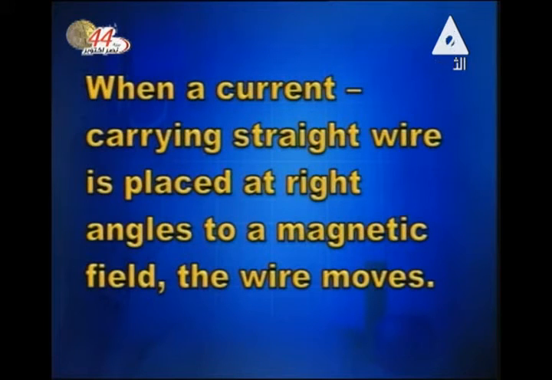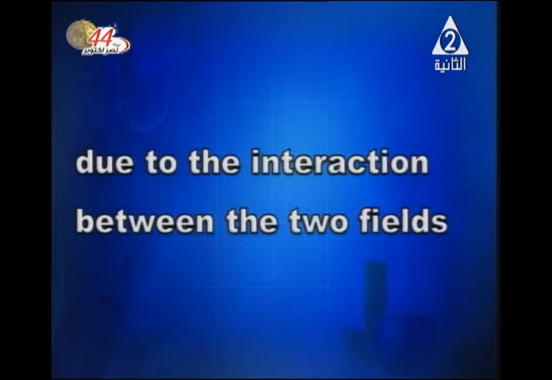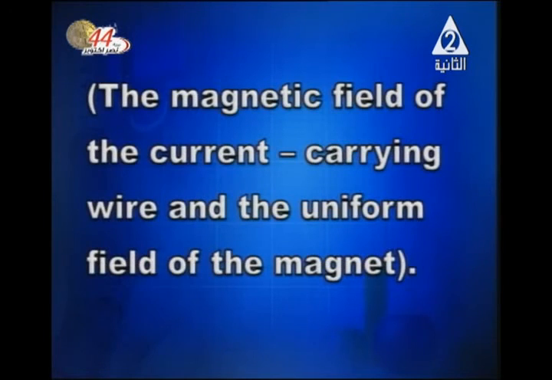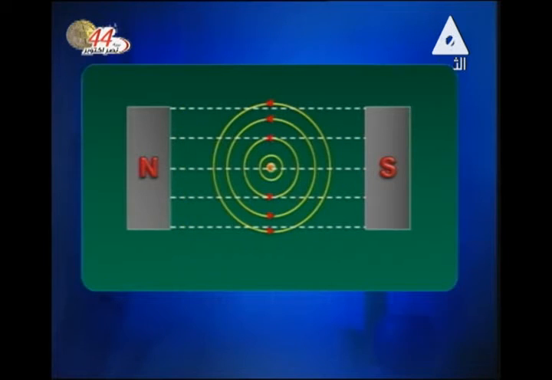So when a current carrying straight wire is placed at right angles to a magnetic field, the wire moves. There will be a magnetic force acting on the wire. The wire moves due to the interaction between the two fields: the magnetic field of the current carrying wire and the uniform field of the magnet interact. So in front of you is shown the interaction of the two fields.